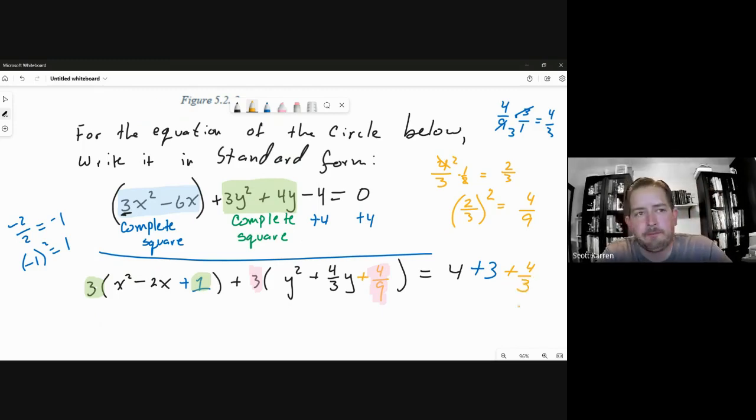Okay. If you don't like this method, you can also, instead of doing this inside the parentheses, add 4/9 and then subtract 4/9, and then distribute the 3 to that 4/9 to get it out of the parentheses and move it over. But it's going to be 4/3. Right? Okay. I'm going to clean it up a little bit.